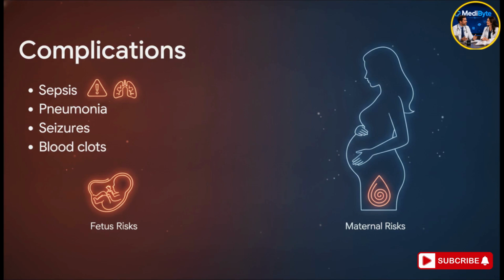For the fetus, this infection can lead to sepsis, pneumonia, meningitis, seizures, and even cerebral palsy. And for the mother, the risks include bloodstream infections, postpartum hemorrhage, and dangerous blood clots. In severe, untreated cases, it can escalate to placental abruption or septic shock. This is precisely why, once the membranes rupture, timely delivery becomes an absolutely critical priority for the healthcare team.